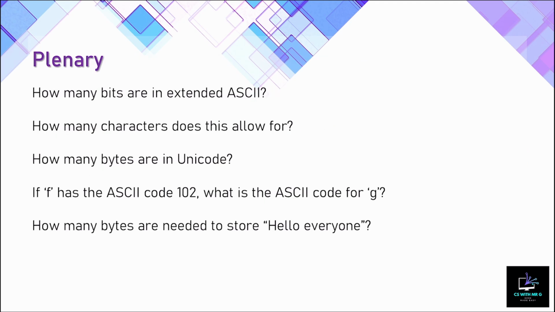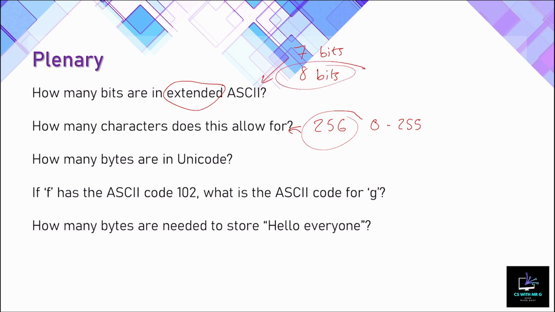We've got some questions here just to wrap up. And by all means, if you want to give the video a pause and give these questions a go, do so. And I'll go over the solutions shortly. So how many bits are in extended ASCII? Well, I didn't specifically mention extended ASCII. The original ASCII was 7 bits, and then extended ASCII was 8 bits, which allows for 256 values from 0 to 255. So how many characters does this allow for? Well, 256 different characters in extended ASCII, which uses 8 bits.